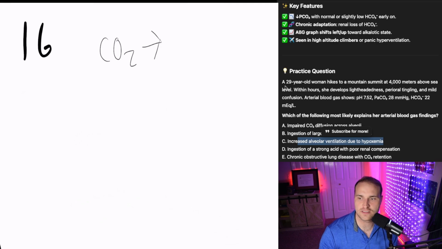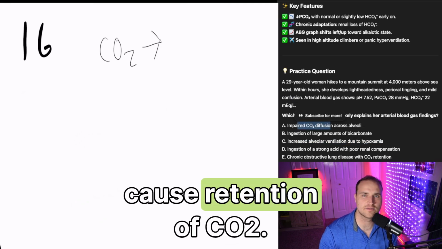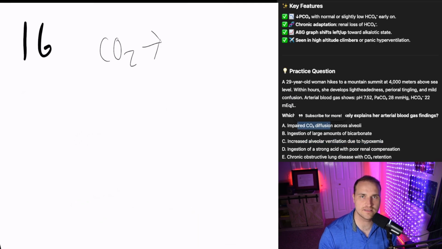Pretty simple. If there's impaired CO2 diffusion, that would cause retention of CO2, so you have respiratory acidosis. Ingestion of bicarbonate would cause metabolic alkalosis with a high bicarbonate, not a low PCO2. So that low PCO2 is really the dead giveaway. And that's kind of all I want to say about this one.